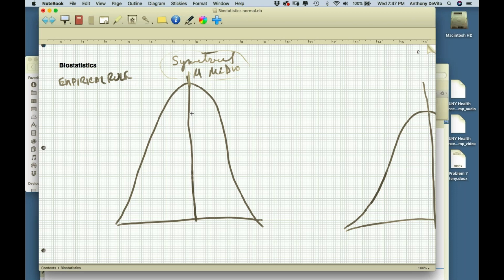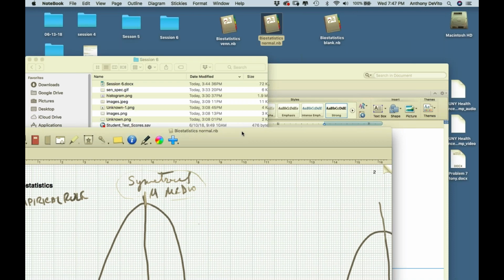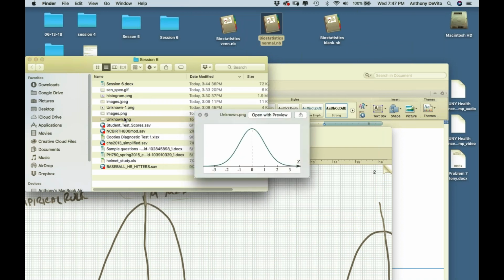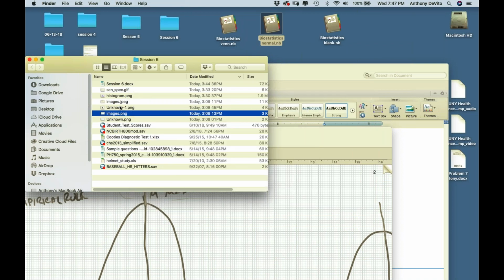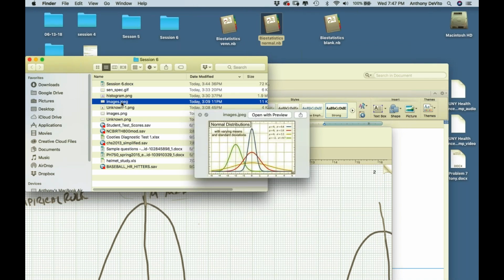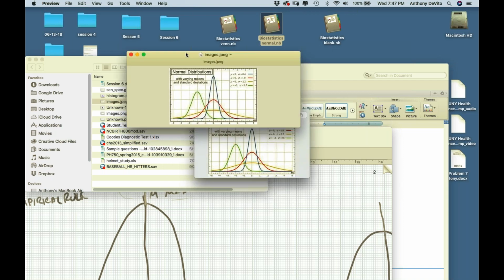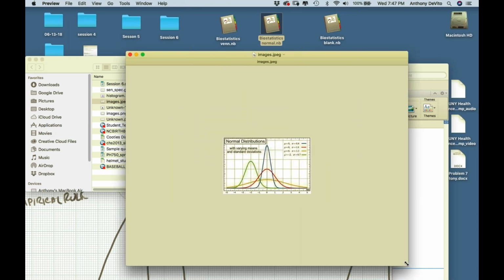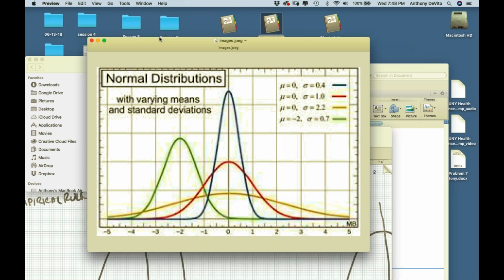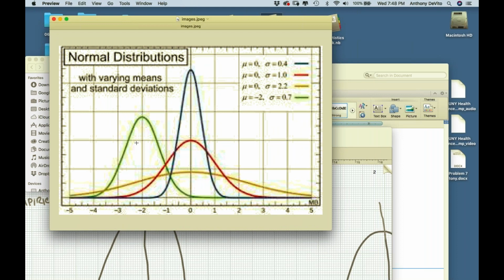Now, this normal distribution could have this shape. I think I have a picture of a couple of other ones here. Let me open that up and make it bigger. These are all normal distributions. Every one of these is a bell-shaped curve. It's normally distributed, symmetrical, and so on.